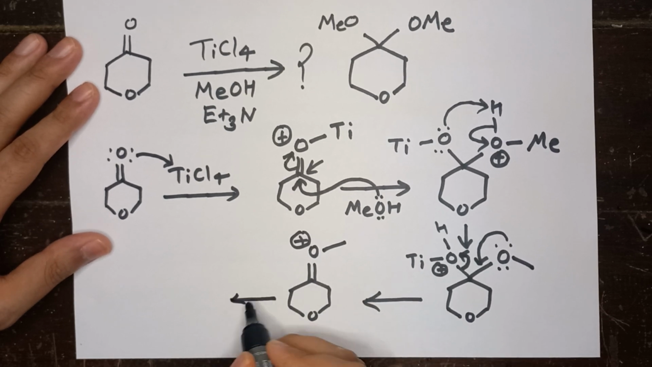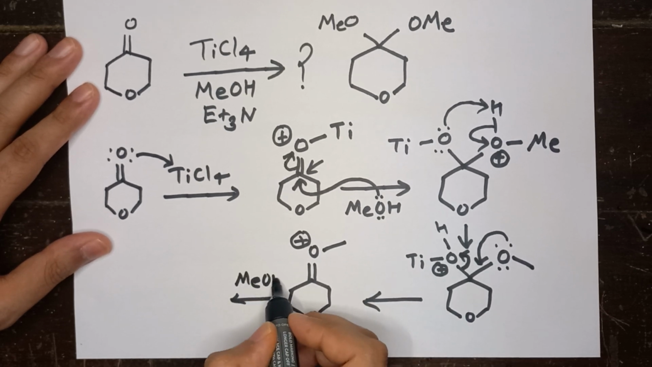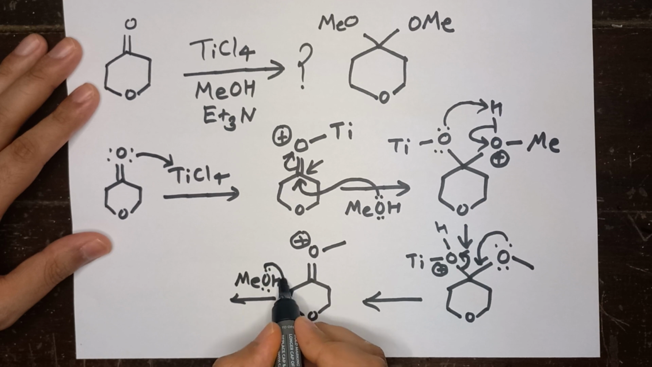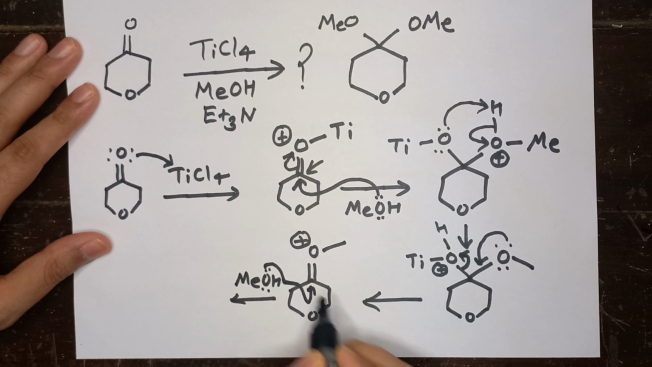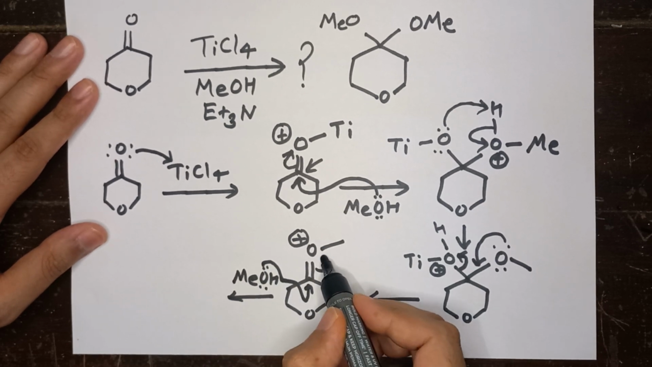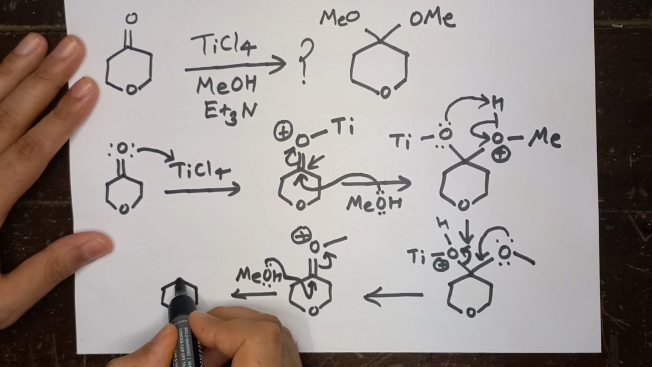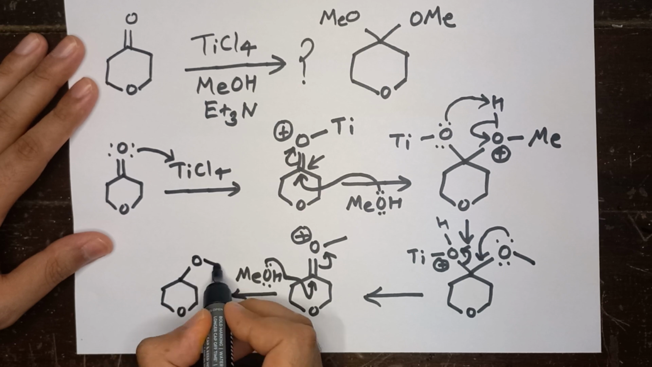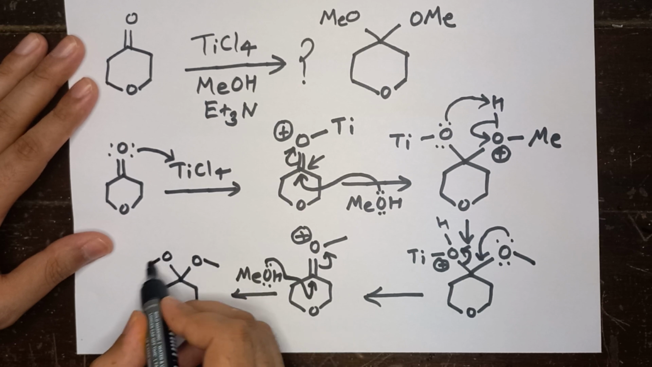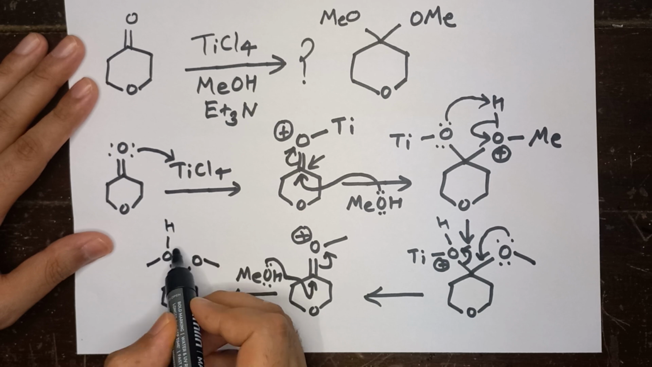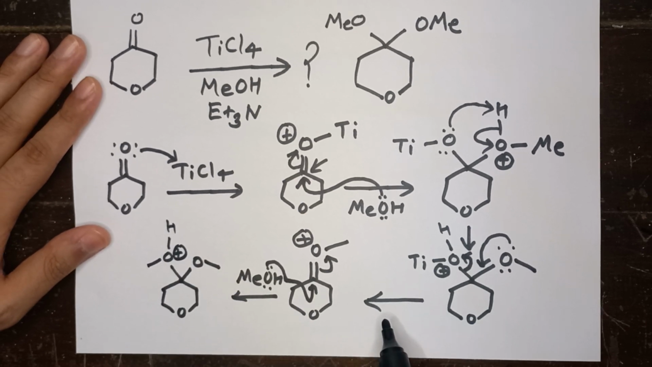Once again another methanol molecule will come. In similar fashion, it will attack at this carbonyl, open up this bond, and this will generate OMe, OMe, and here we have a hydrogen with plus charge.